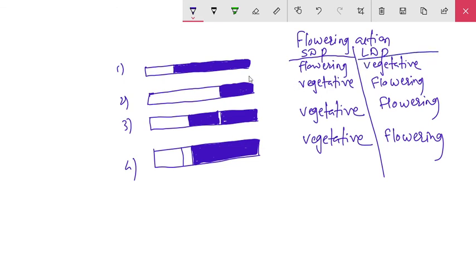So these are the flowering actions shown by short day plants and long day plants.